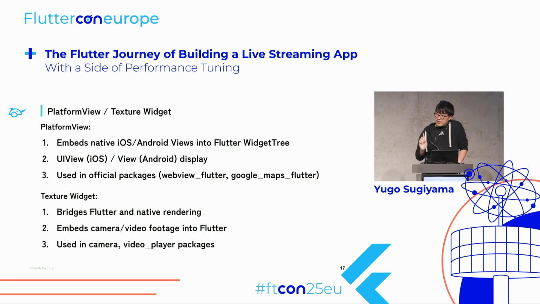On the other hand, about the texture widget, the mechanism is that on the native side, for example, a camera or a video player produces frame data. That frame information is passed to Flutter through a shared texture, and Flutter is responsible for displaying it inside its own rendering pipeline. So in other words, the texture widget works as a bridge between Flutter and the native rendering, making it possible to show camera or video footage directly in the Flutter UI. This approach is used in packages like the camera and video_player plugins.